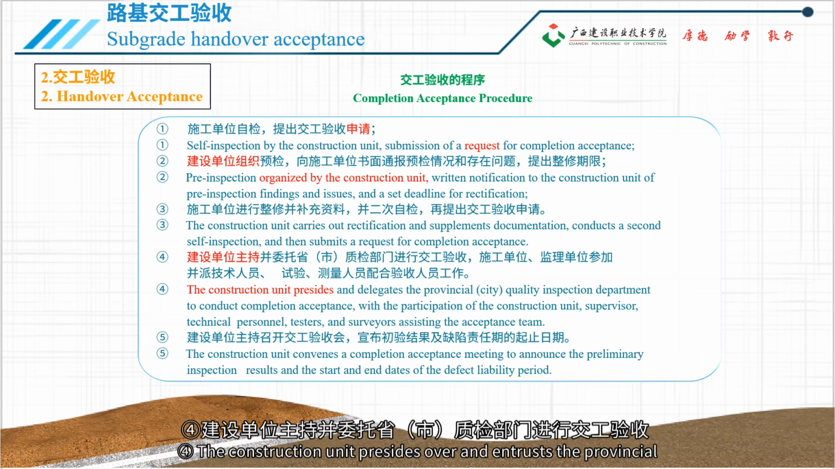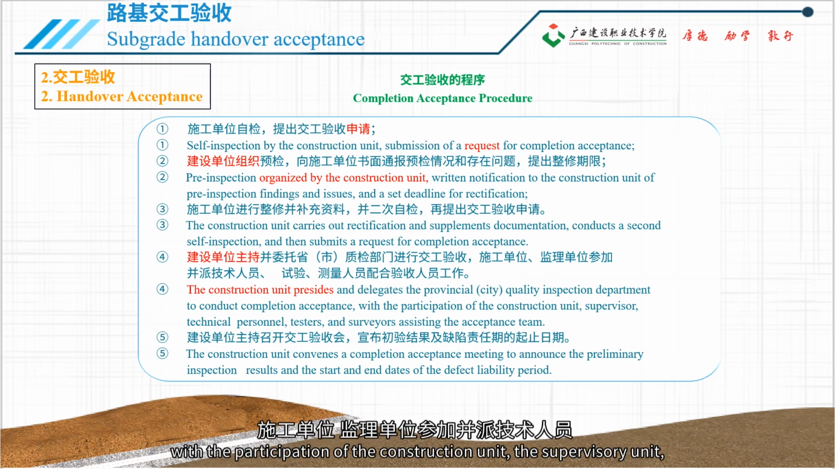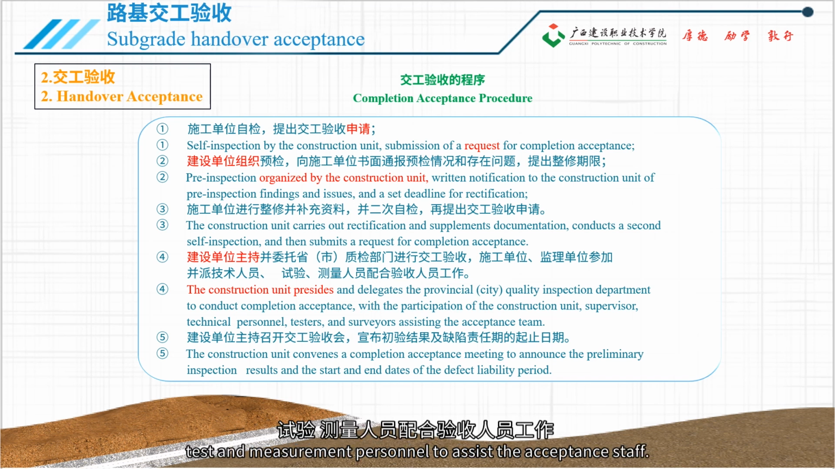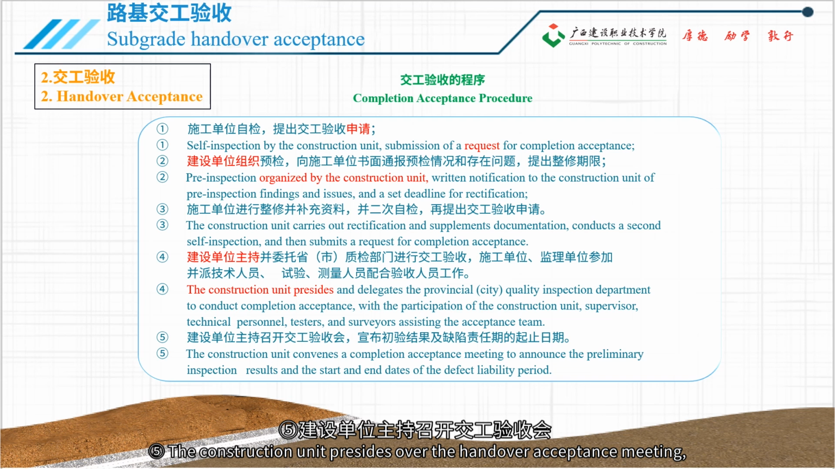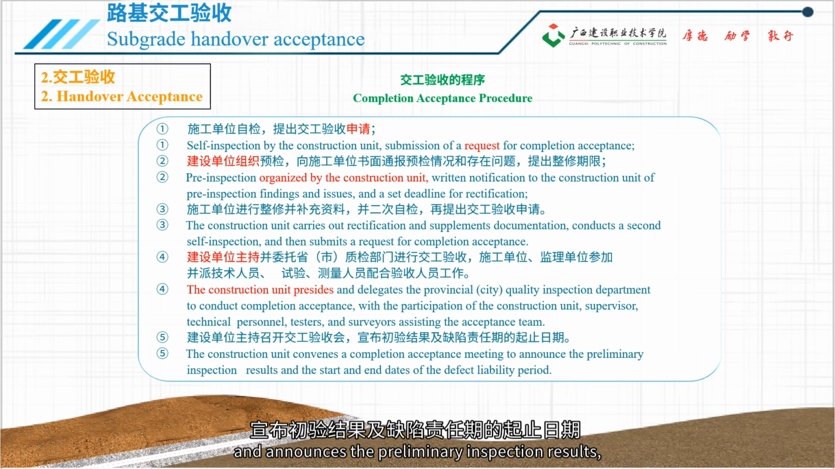4. The construction unit presides over and entrusts the Provincial Municipal Quality Inspection Department to carry out handover acceptance, with the participation of the construction unit, the supervisory unit, and the dispatch of technical personnel, test and measurement personnel to assist the acceptance staff. 5. The construction unit presides over the handover acceptance meeting and announces the preliminary inspection results and the start and end dates of the defect liability period.